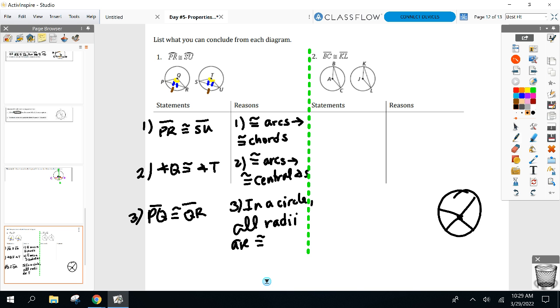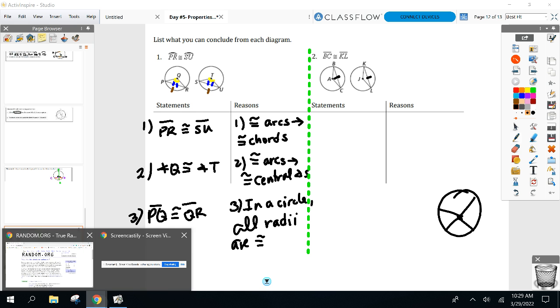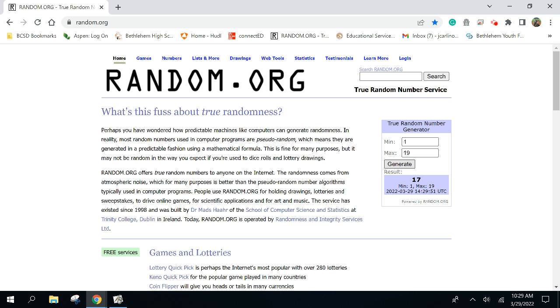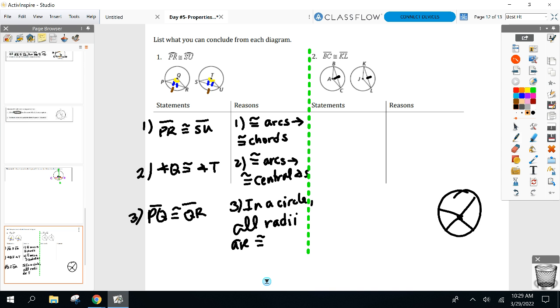All right, next up, same thing. I'll give you BC is congruent to KL. What can you come up with on your own? BC congruent to KL. What else must be true? If those two are congruent, what else are congruent up here? Arc BC is congruent to arc KL. There you go. Because arc BC congruent to arc KL. True.